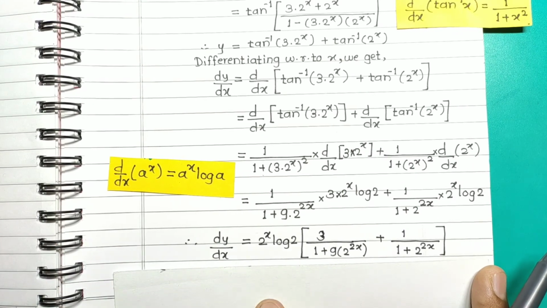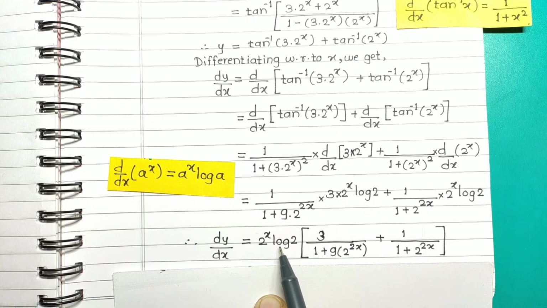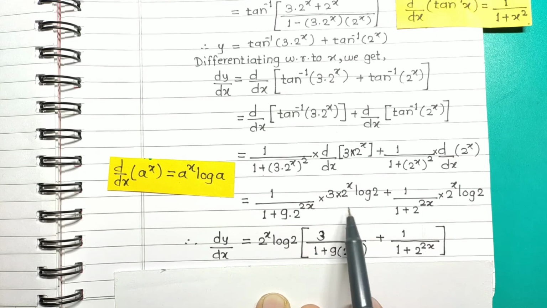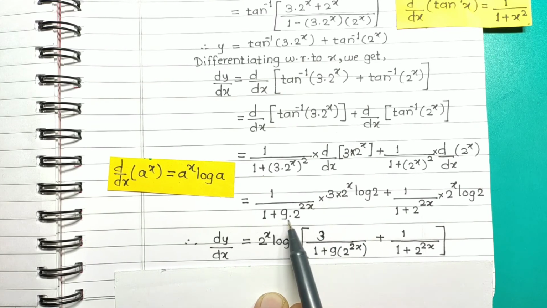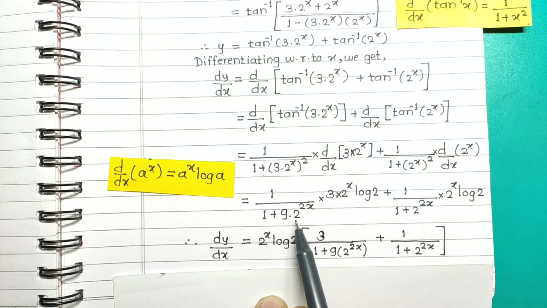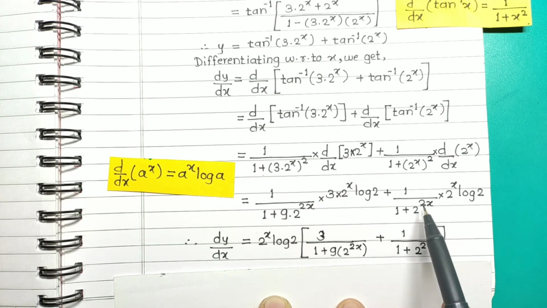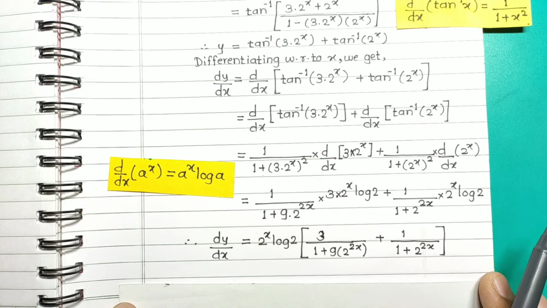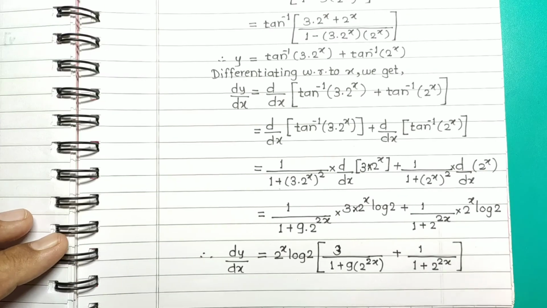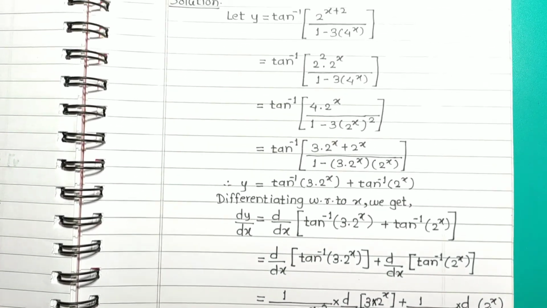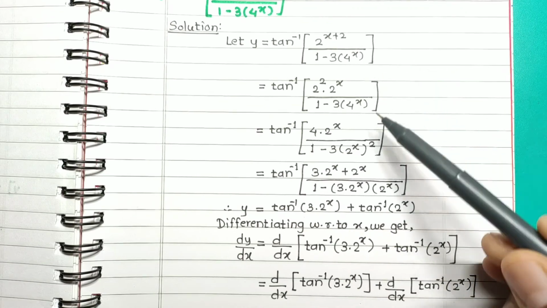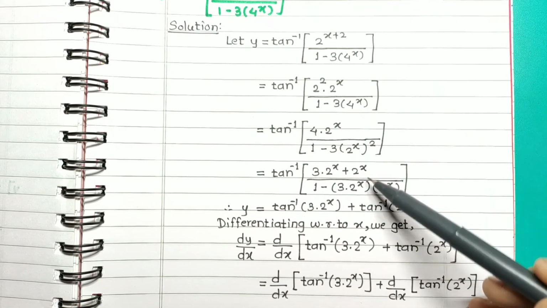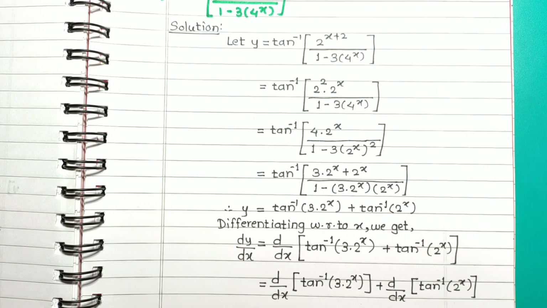So we have the required derivative dy by dx is equal to 2 raised to x into log 2 into, see, 3 is there, 3 upon 1 plus 9 into 2 raised to 2x plus here it is 1 upon 1 plus 2 raised to 2x. So this is the required derivative. Okay. See students, in this example, this initial simplification is very important. You practice for this.